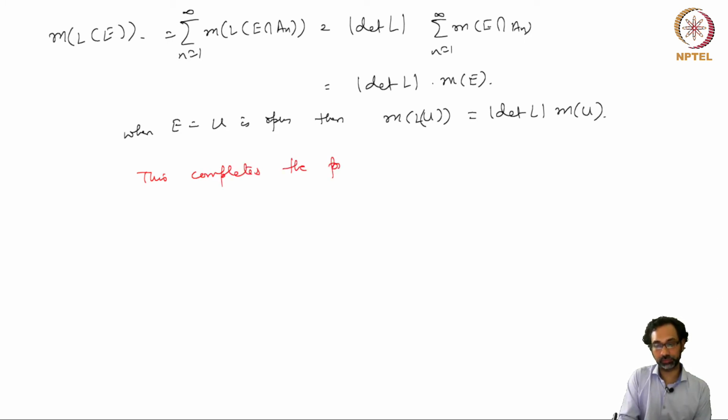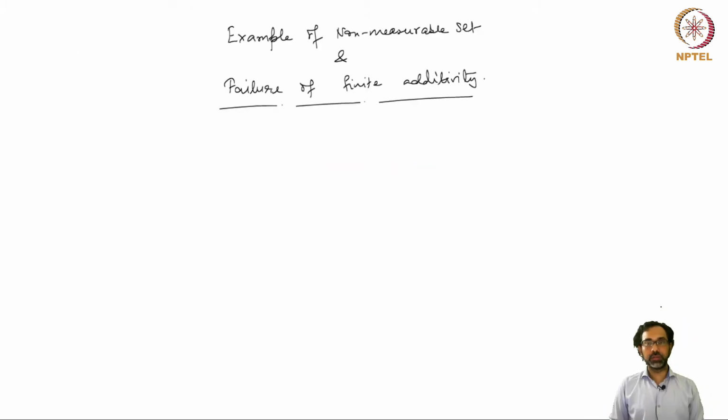The proof of the second part. So we have seen that our Lebesgue measure satisfies our geometric intuitions, which are finite additivity and invariance under translations, rotations, and reflections. So now is a good time to see an example of a non-measurable set, a set which is not Lebesgue measurable, and how this finite additivity property fails for such sets.